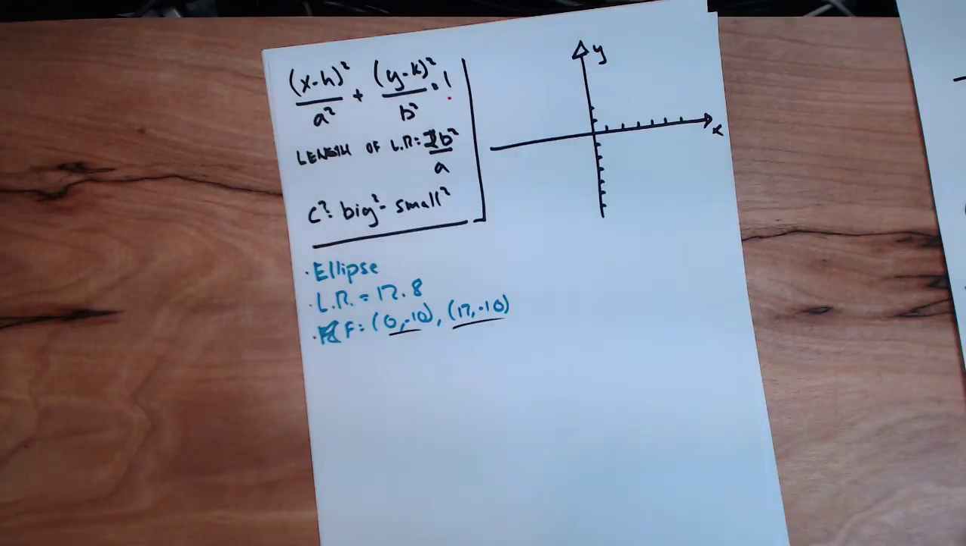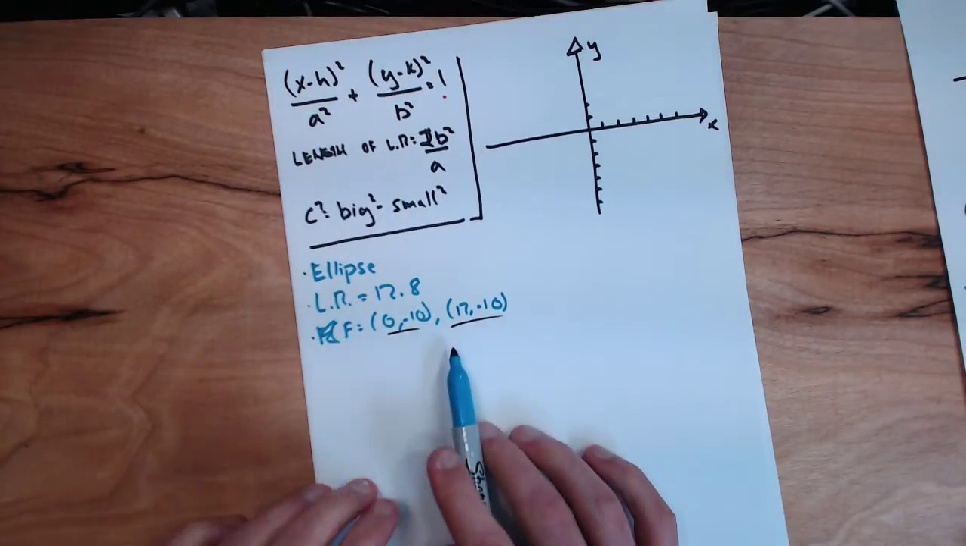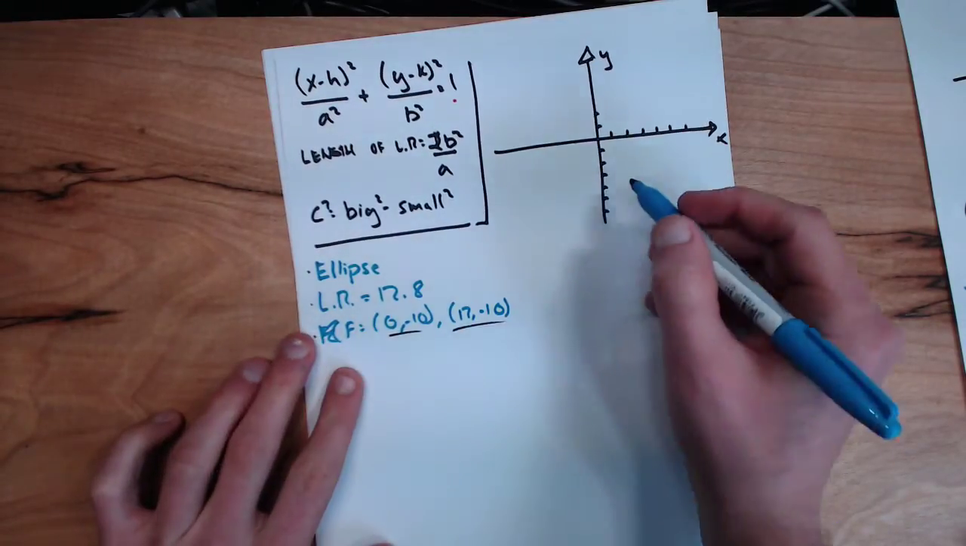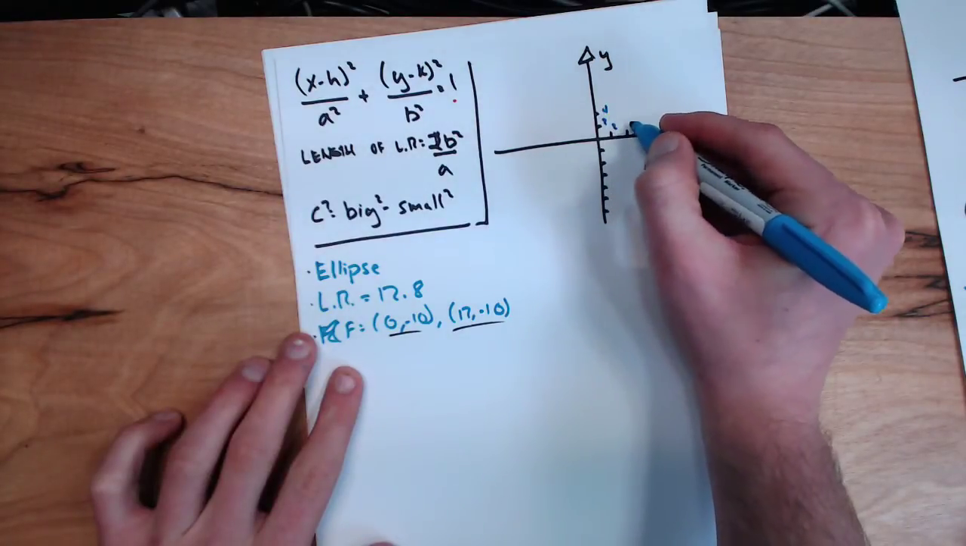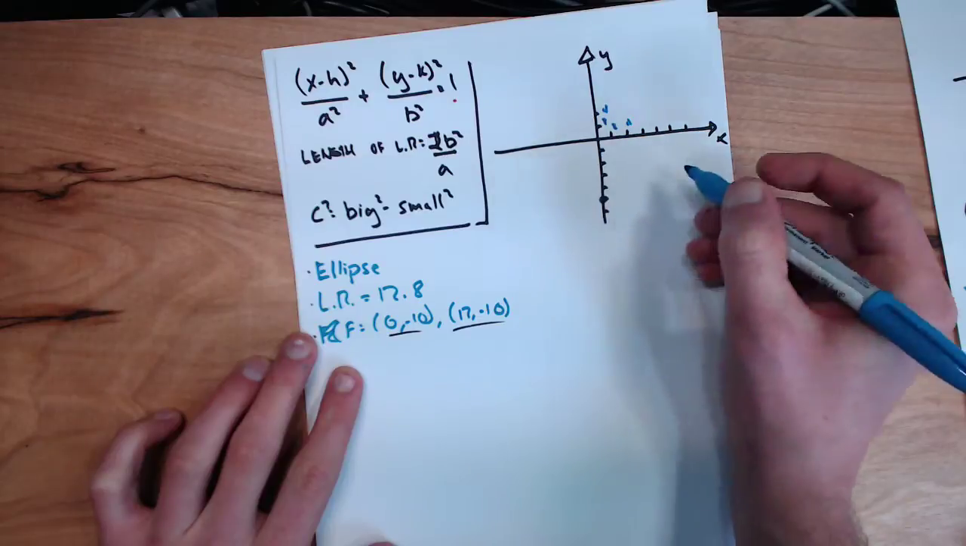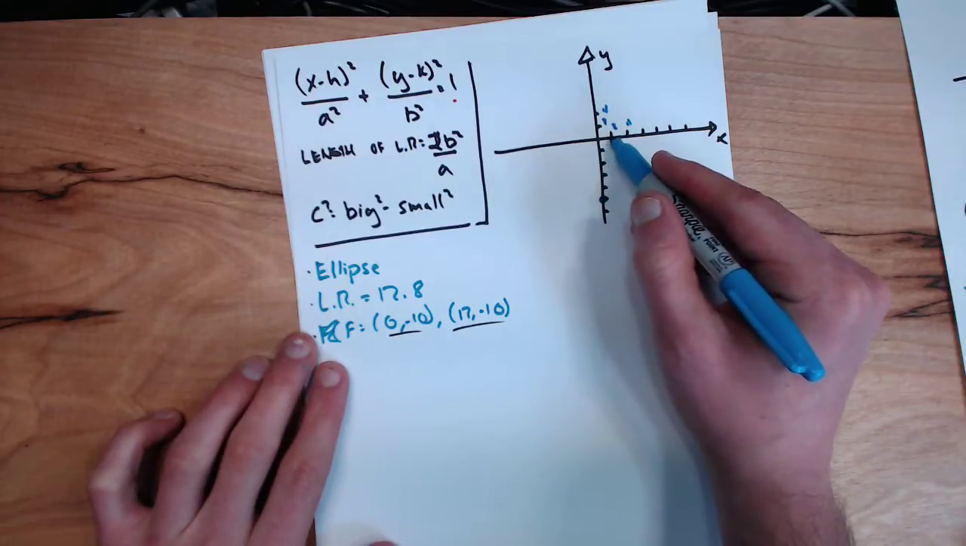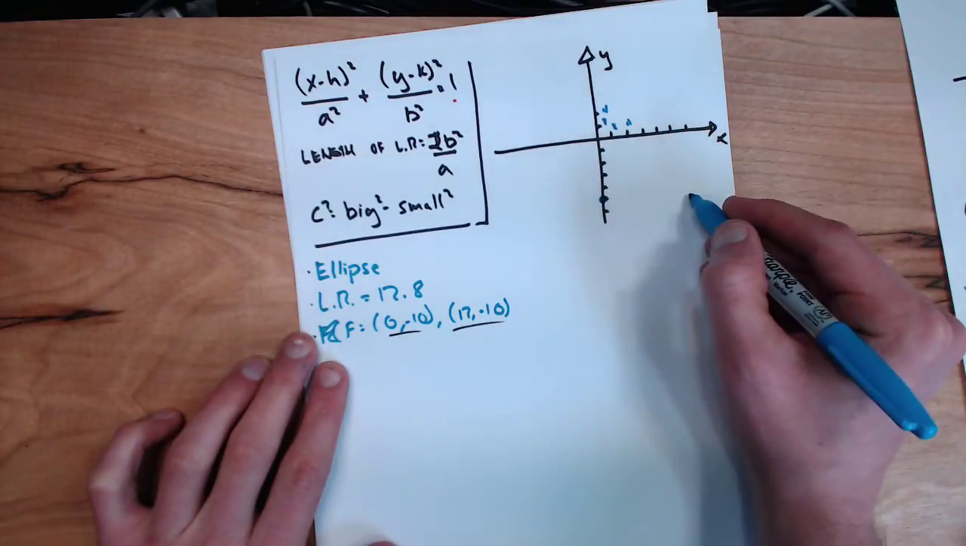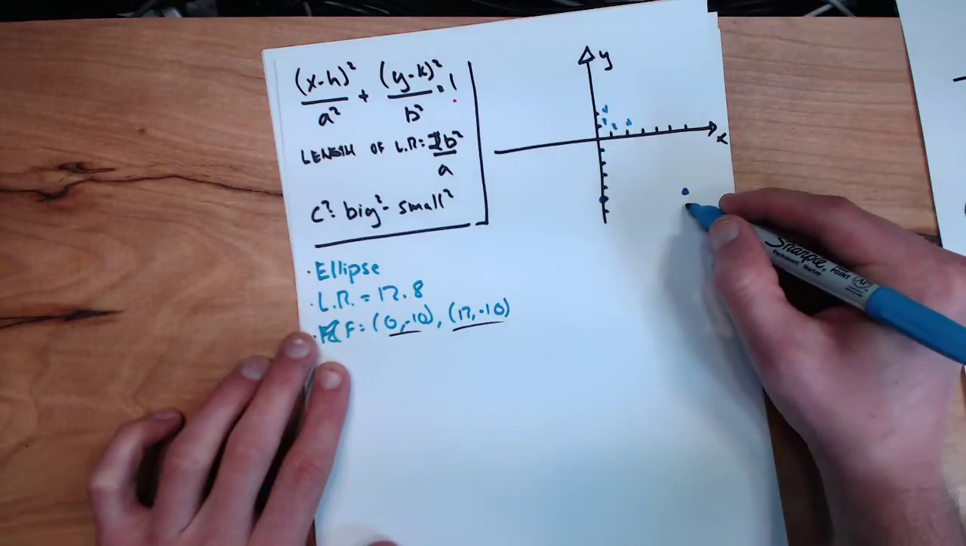So, the first thing I want to do is plot the points of our foci. So (0, -10), I'm going to go by 2s: 2, 4, 6, 8, (0, -10), and 2, 4, 6, 8, 10, 12, (12, -10). Okay, I'll put our coordinates.